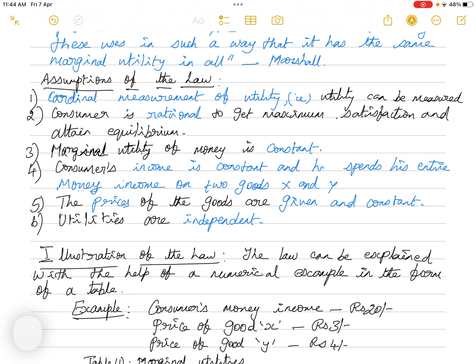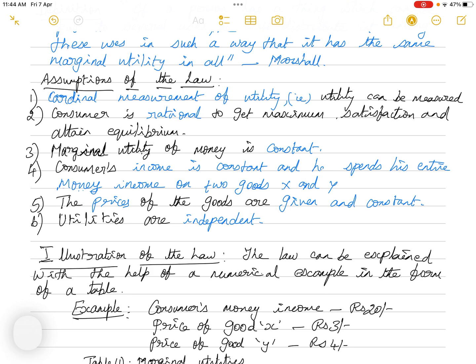Third assumption, the marginal utility of money is constant, that is the consumer is not giving any importance to the money income, which is, if he spends his money income, his pocket money is decreasing, isn't it? But he is not giving any importance to that. So according to the example, the marginal utility of money for the consumer is remaining constant.